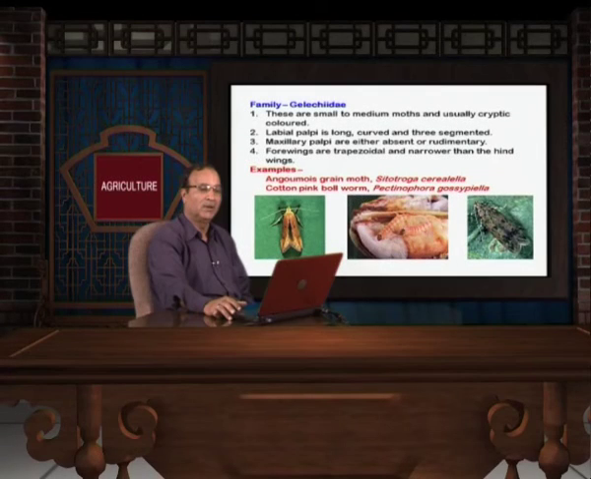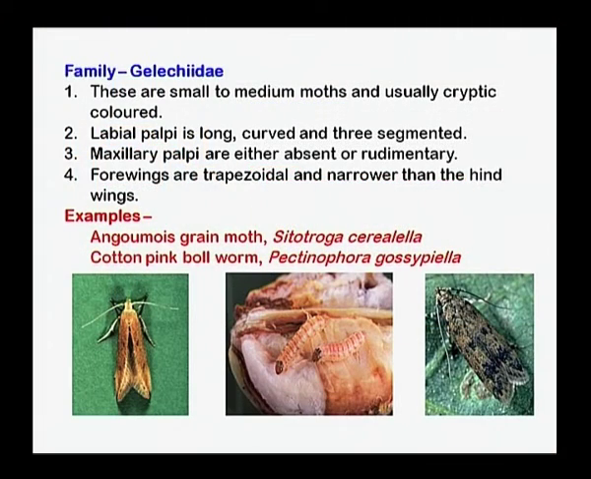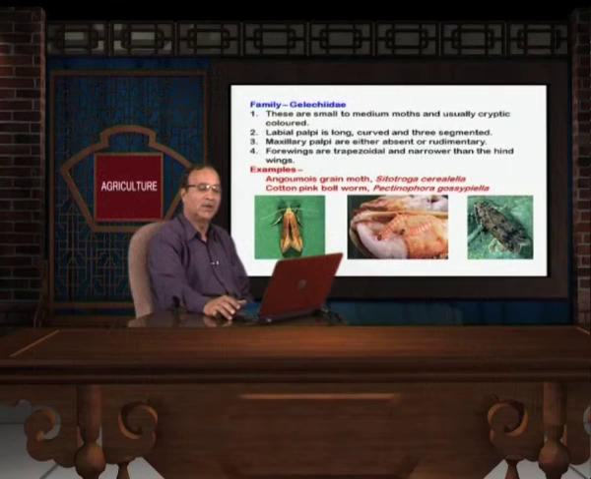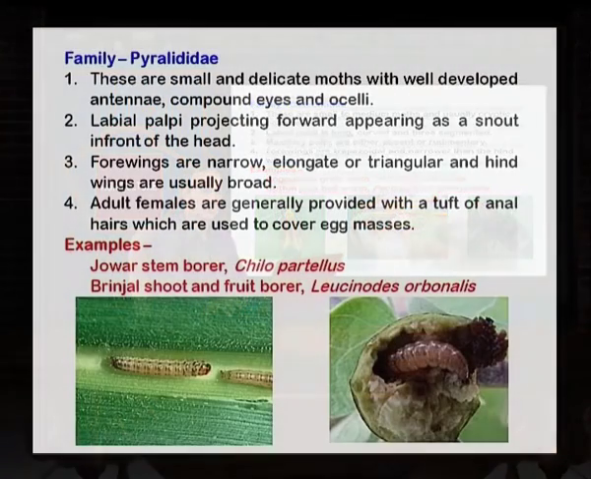The important families under the order Lepidoptera include Gelechiidae. These are small to medium moths, usually cryptic colored moths. Labial palpi are long, curved and three segmented. Maxillary palpi are either absent or rudimentary. Forewings are trapezoidal and narrower than the hind wings. Angoumois grain moth is one of the important examples under the family.